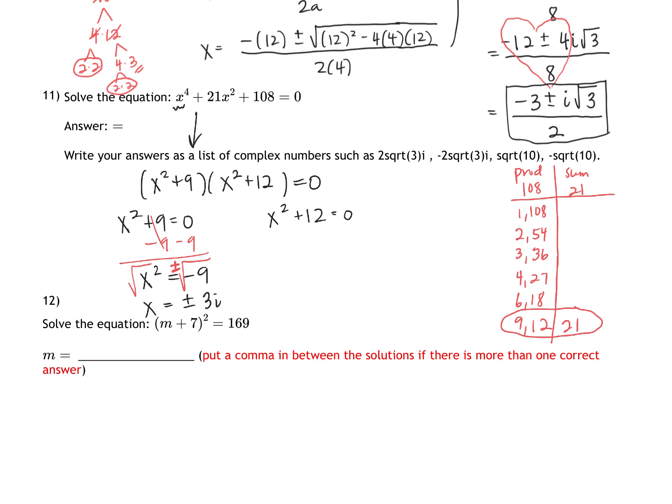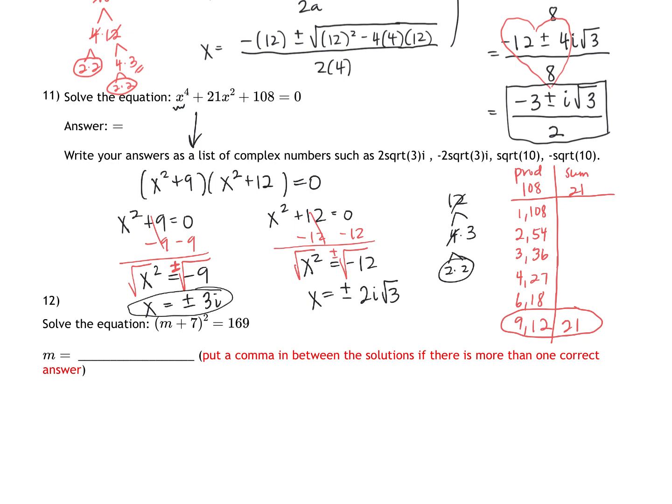And then we're going to do the same thing to the other one. So subtract 12 from both sides. x squared equals negative 12. Square root both sides. Oops, don't forget the plus or minus. So x equals plus or minus the square root of 12, which breaks down into 4 and 3. 4 is 2 and 2. So 2 comes out along with i. 3 stays under. So there are my 4 solutions.